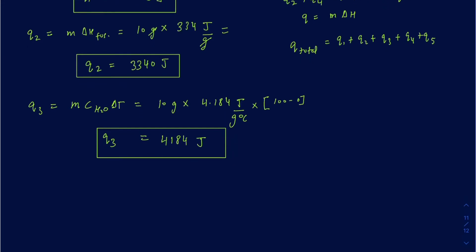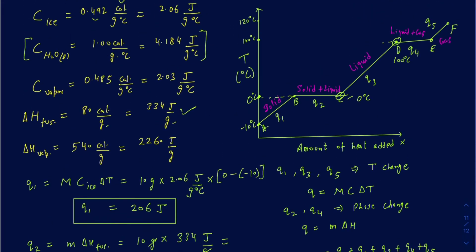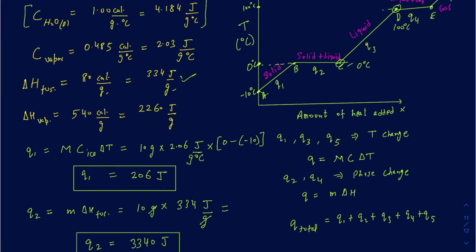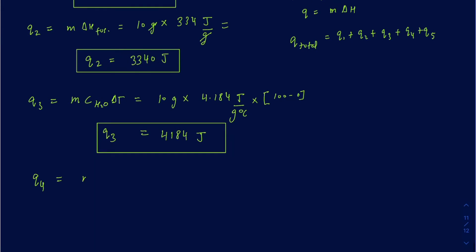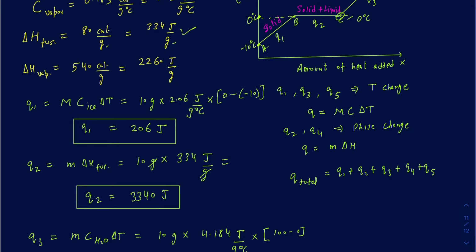Okay, so now let's calculate Q4. If I go back and see what Q4 is, Q4 is only the phase change, where the liquid converts to steam. And since it's a phase change, I'm going to be using the mass times the delta H of vaporization. So the mass is going to be 10 grams, and your delta H of vaporization is given here.